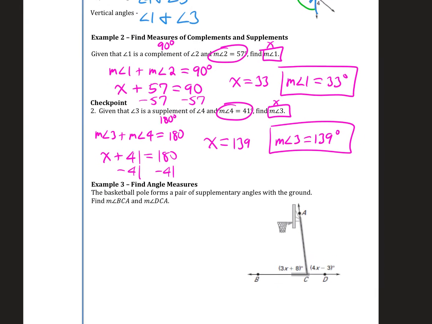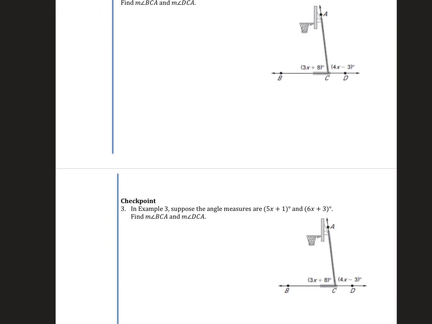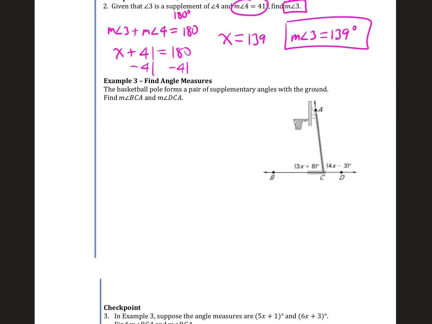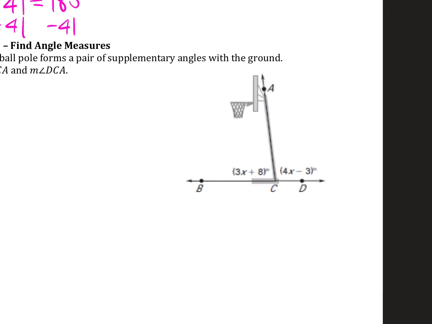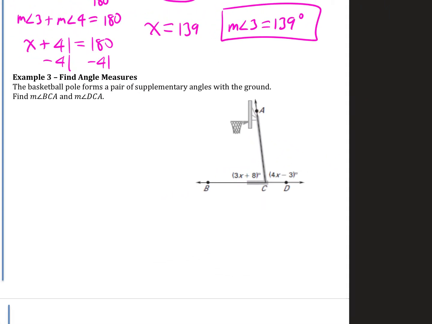Okay, all right, next example. Let's get into this here. A basketball pole forms a pair of supplementary angles with the ground. Find the angles there. So what does supplementary mean again? It means 180 degrees. So these two angles right here add to 180 degrees.